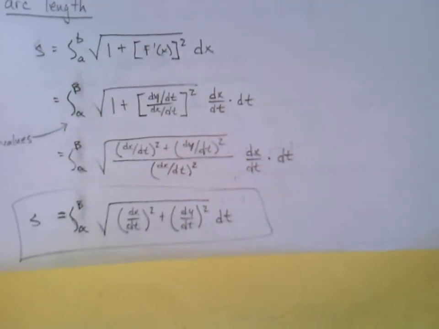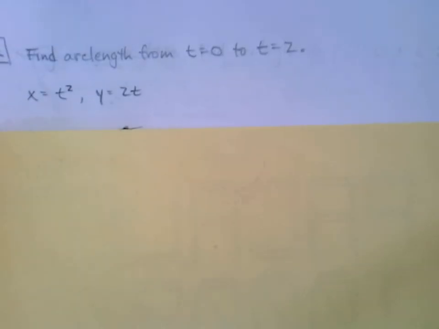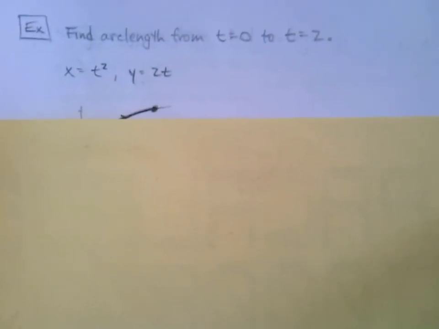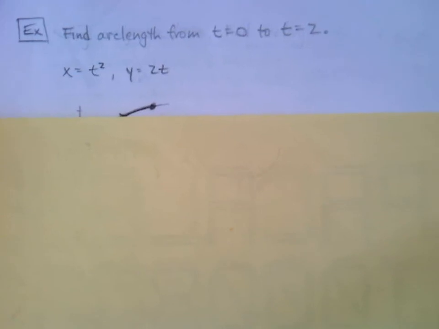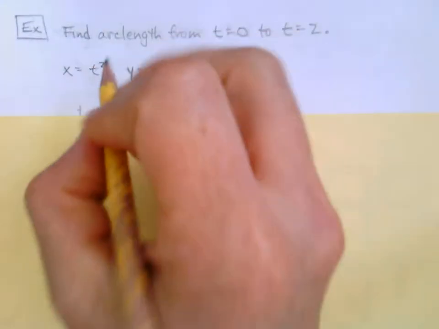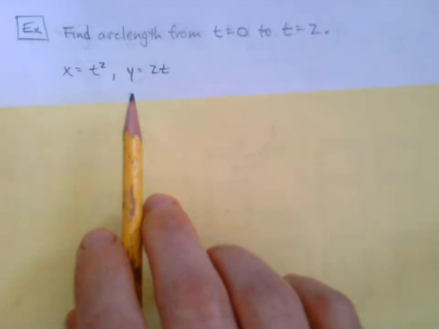Okay, just one example here to finish off this section. Let's find the arc length from t equals 0 to t equals 2. X equals t squared, y equals 2t. We're going to keep it simple. Again, I would recommend starting off by graphing.